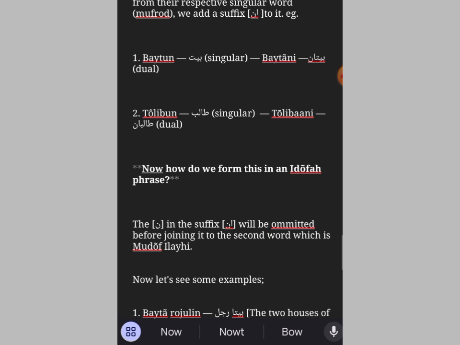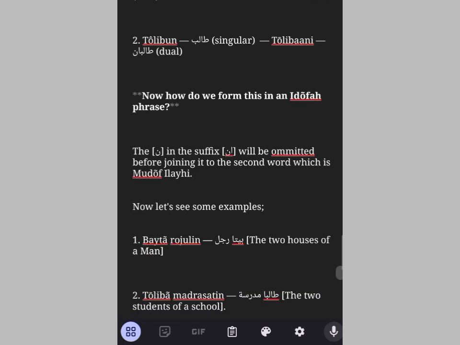For example, we say kitabun, and you want to say the boy's book, you say kitabul waladi. So in the singular form, you have to remove the tanween and let there be just one vowel: kitabul talibi, not kitabun talibi. The same thing is happening here. We got to remove the noon because the noon is a representative of tanween. Is that taken? That's one of the reasons why we remove the noon before we carry out the idafa expression.